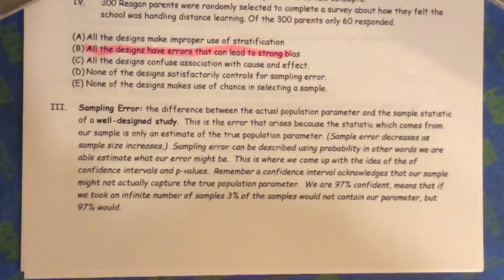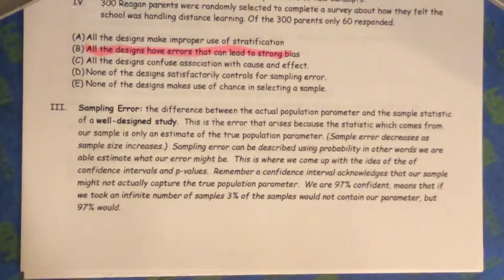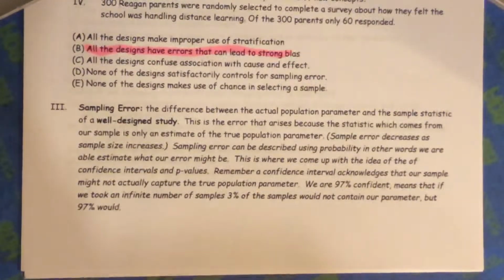So sampling error decreases as sample size increases. Sampling error can be described using probability. In other words, because it can be described using probability, we can estimate it. We kind of know what it is. I'll let you read the rest of this, but I will say this. It's where the idea of confidence interval widths come up. As we increase our sample size, our interval becomes more narrow. We're more sure about it.